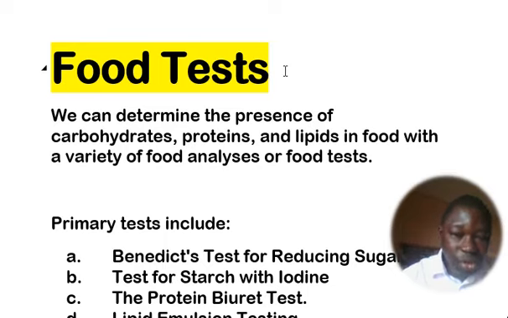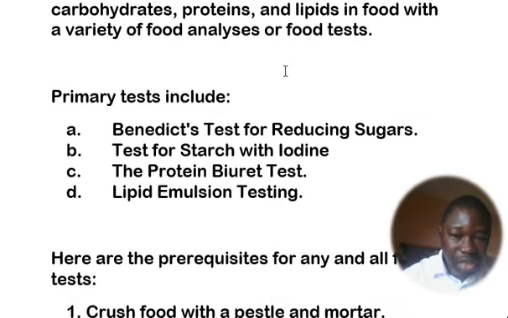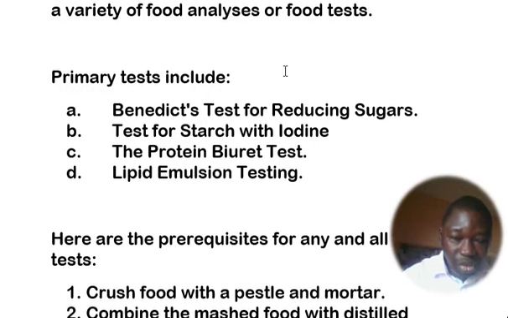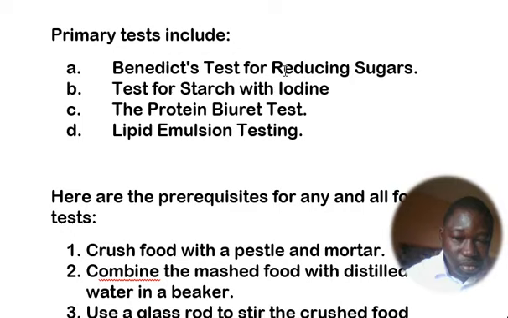So we can determine the presence of carbohydrates, proteins and lipids in food with a variety of food analysis or food tests. Primary tests for foods are as follows. Number 1 is the Benedict test for reducing sugar. The second is a test for starch with iodine. Then the third test is the protein test, the biuret test. Then we have the lipid emulsion test that we are also going to look at.